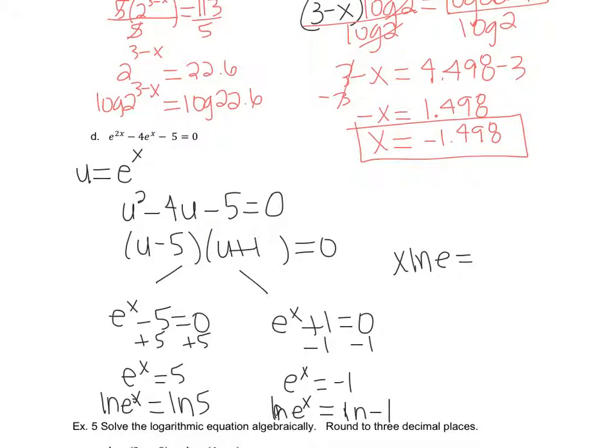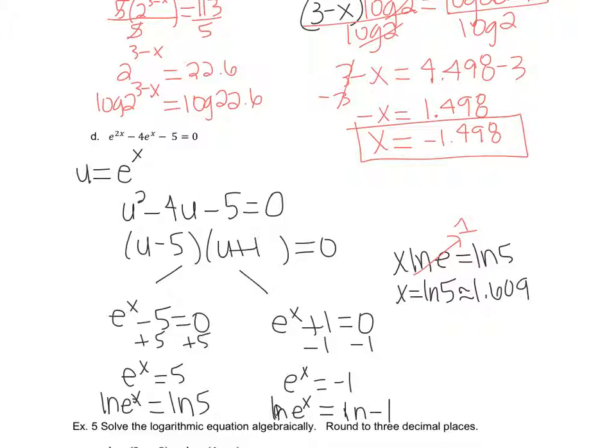ln of 5. So to solve this, remember ln of e goes to 1. So what we have is x equals ln of 5. And so when you plug that into your calculator, you get 1.609.